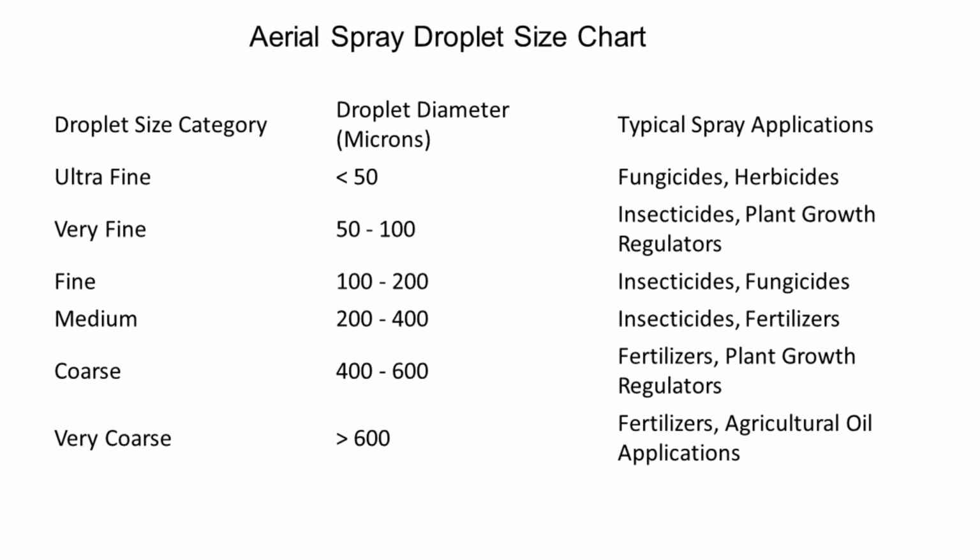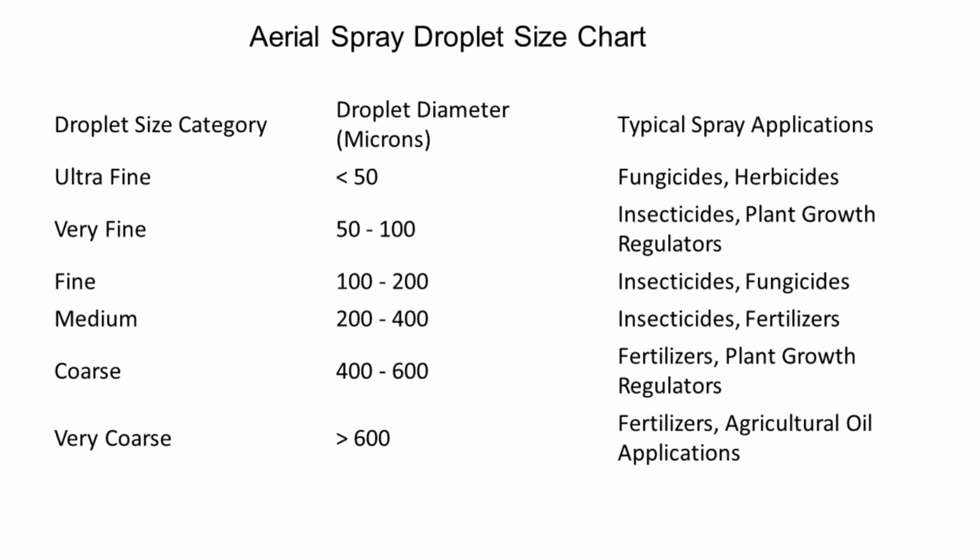Classification of droplet size. On this image, you're seeing an aerial spray droplet size chart. On the left, we have the droplet size category. In the center, we have the droplet diameter in microns, and on the right, we have the typical spray applications. The droplet size category of ultrafine is less than 50 microns. This is a typical spray application of fungicides and herbicides. Our next category, very fine, is 50 to 100 microns, and the typical spray applications are insecticides and plant growth regulators.